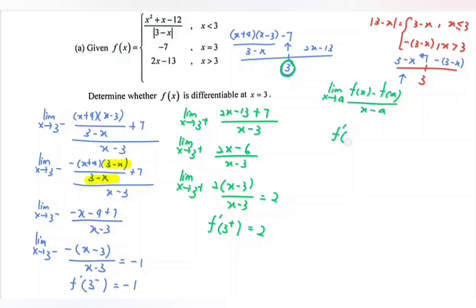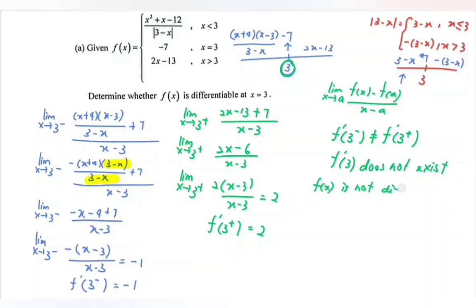Since f prime of 3 from the left is not equal to f prime of 3 from the right, we can say f prime of 3 does not exist. Then f(x) is not differentiable at x equals 3.